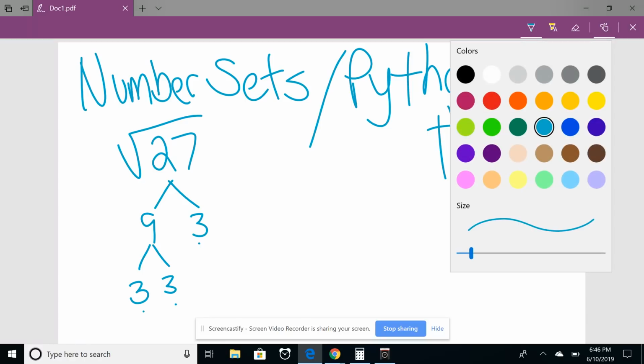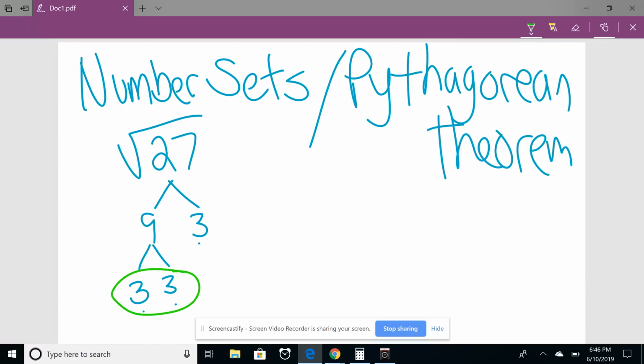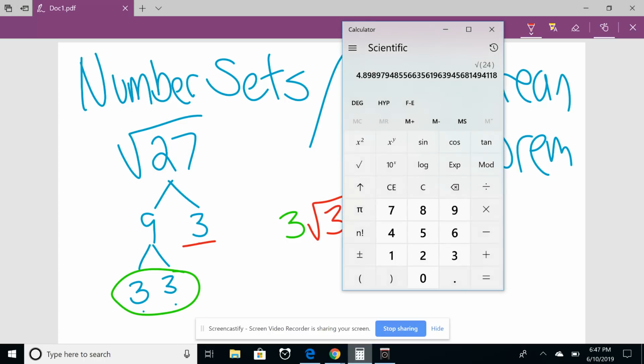Now to simplify it, you take out the pair. So there's a pair of 3s, so that goes on the outside of your radical. And then inside the radical is what's left over. So this 3 is left over, so that stays inside the radical. And we could double check. The square root of 27 is about 5.2, and 3 times the square root of 3 is 5.2. So that's a way we can check our answer.